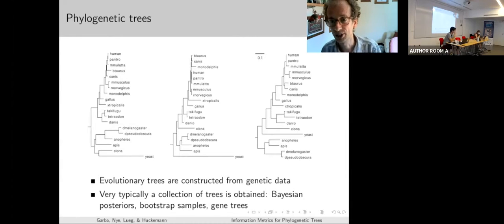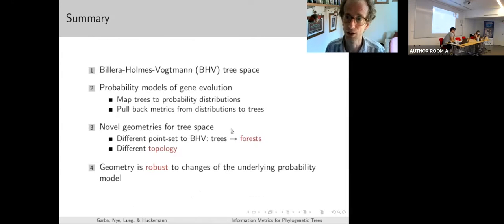So evolutionary trees like this are very important in molecular biology. They're usually inferred from data sets of genetic sequence data. And when you do that, very typically what you end up with is not just one tree, but a whole sample of possible trees all on the same set of leaves. So for example, you might obtain hundreds or thousands of samples from a Bayesian posterior or a bootstrap procedure. What I would like to do is characterize such samples and do statistics on these samples of trees. So answer simple questions like, well, what's a mean tree? How do the data vary around the mean, for example?